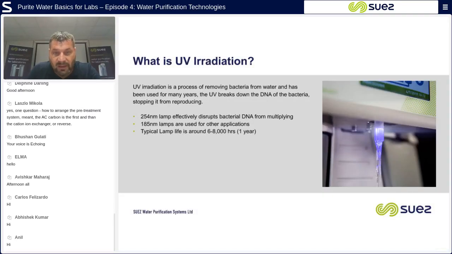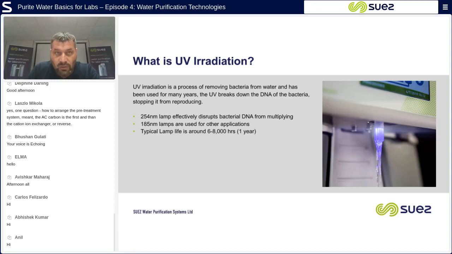What is UV irradiation? UV irradiation is a process of removing bacteria from water and has been used for many years. UV germicidal lamps are designed to emit the most effective wavelength of UV radiation, measured in nanometers. There are two types of lamps, a 185 nanometer and a 254 nanometer. The 254 lamp effectively stops the bacteria from multiplying and the 185 lamp produces ozone in the water, which is a natural disinfectant.